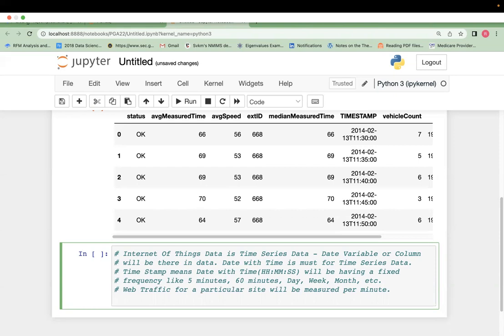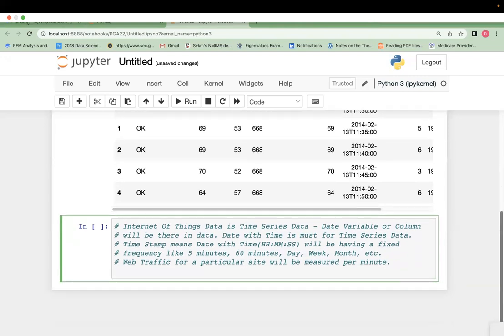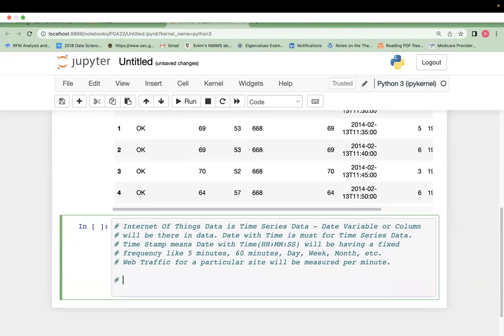So Internet of Things data is time series data. IoT data is the data collected using sensors, no human or manual intervention. Within the time series data, you will have a date and time variable. We call it the timestamp, with a fixed time interval. That is the most important thing in time series, the timestamp. In normal data, we ignore date and time, we extract data and we delete it. But here, time is a very important variable.